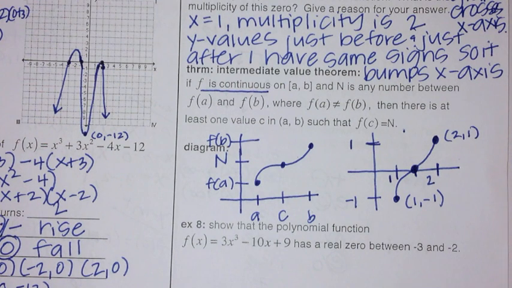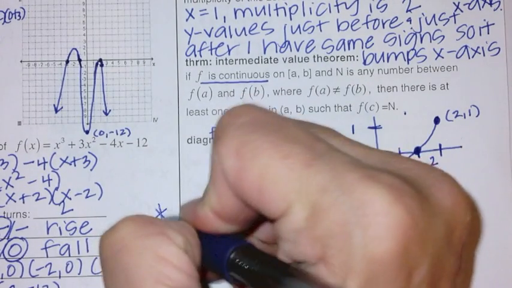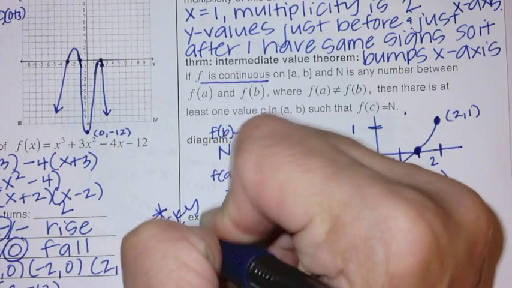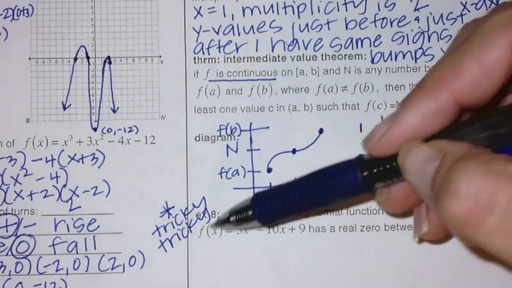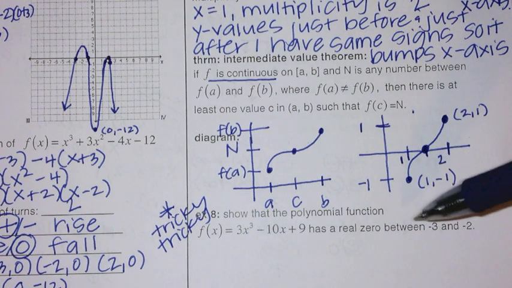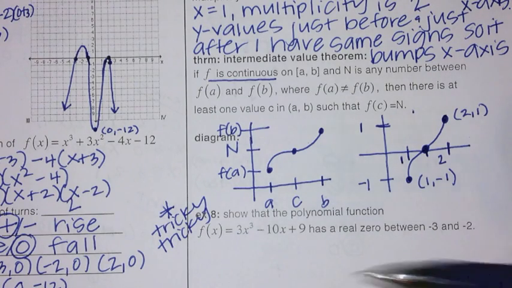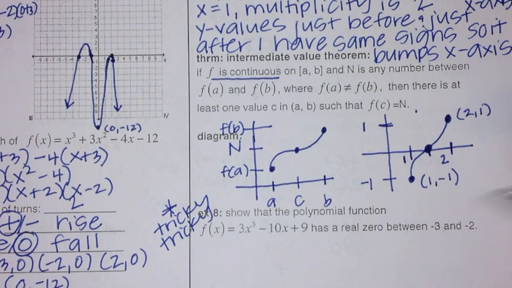So, with all that said, pay special attention to how we do this intermediate value theorem. I'm going to put a star on it because this you should memorize. This is what you do, all these steps for this right here. It says, show that the polynomial function f of x equals 3x cubed minus 10x plus 9 has a real 0 between -3 and -2. Notice nowhere in here does it say use the IVT to show this, but that's what you do, you use the intermediate value theorem to show this.